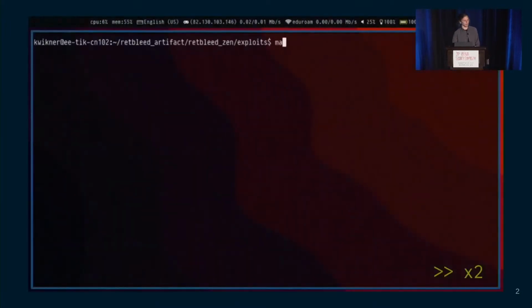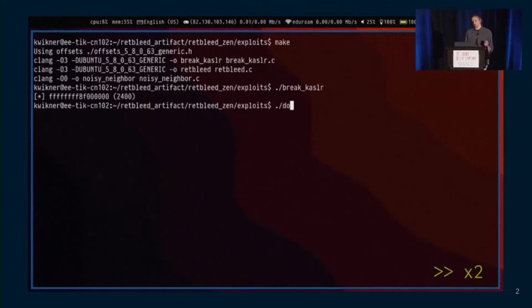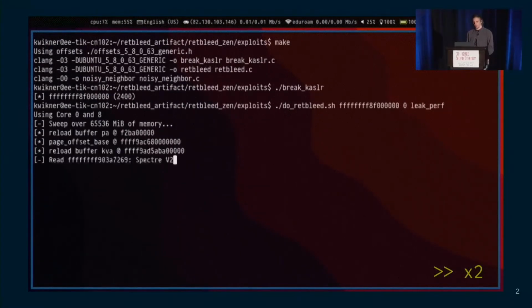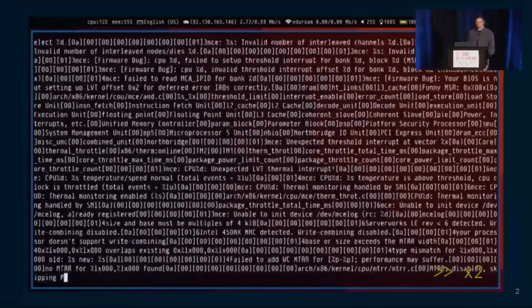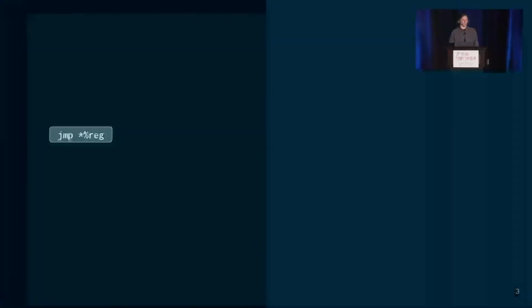So yeah, branch target injection on return instructions undermines some of our defenses, and that allows an unprivileged attacker to break kernel ASLR and dump privileged memory from the kernel. So that's of course a problem. I hope you agree with that.